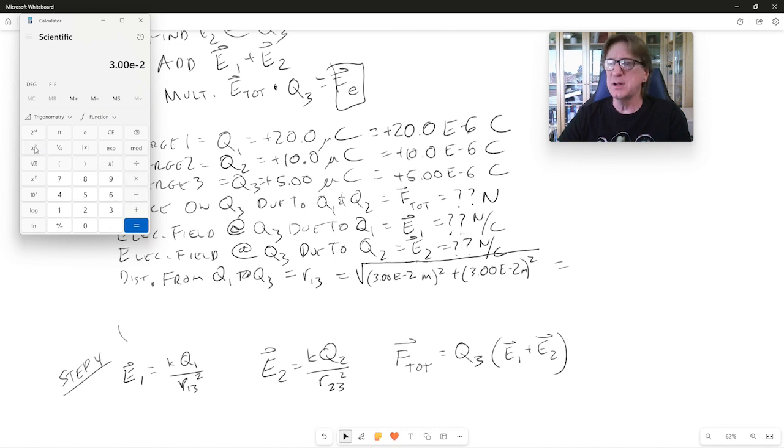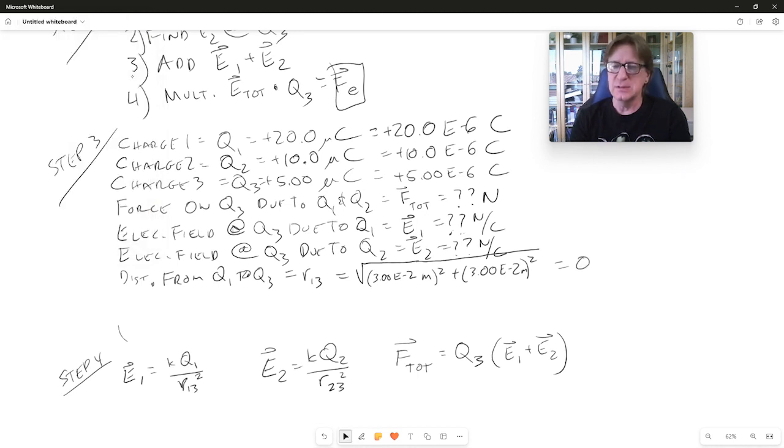I have an x squared button on here. You probably have one on your calculator. So we'll go ahead and square that. Then we're going to add to that another 3.00 times 10 to the negative 2 squared. We add those together and we get 0.0018 meters. Whoops, that's meters squared. The last thing we need to do then is take the square root.